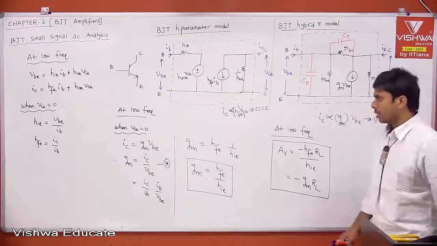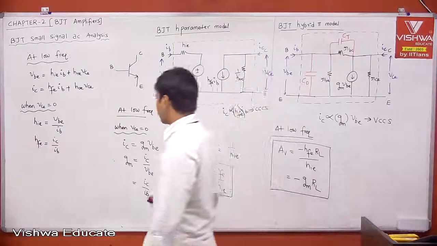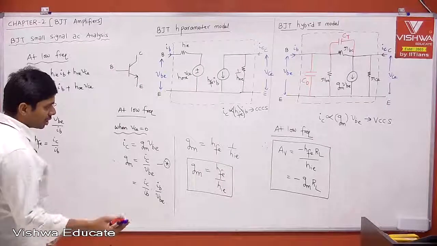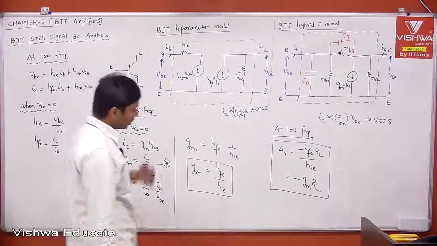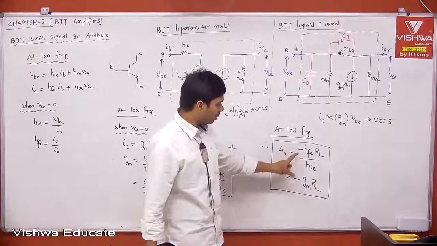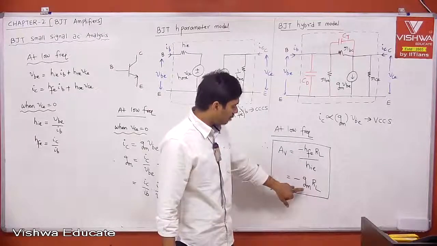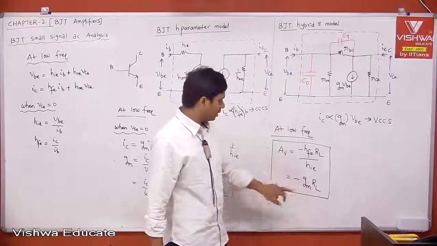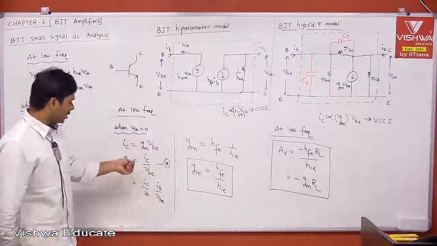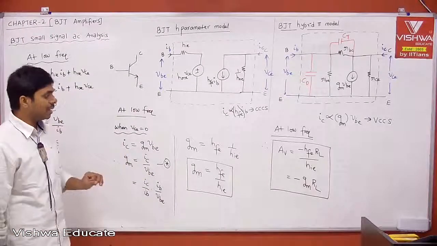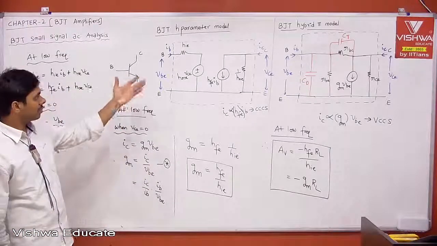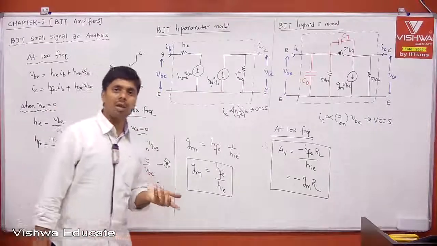I think this is enough for this session. If I want to continue, maybe in the next session I will explain. Now we got to know the relation between h parameters and gm. Now I want to define what is gm. Definition is already there. From this definition, I want to derive the gm value with respect to BJT DC equations, or whatever it may be.